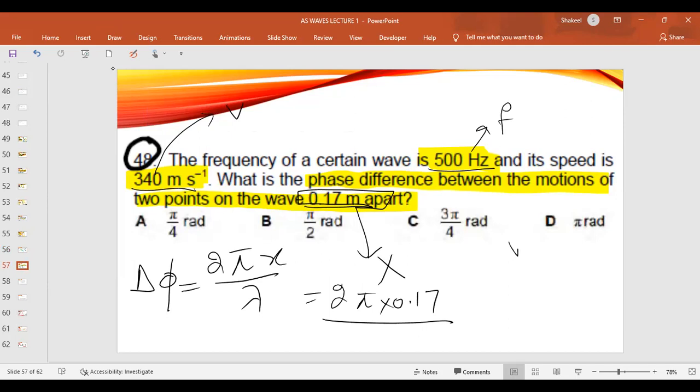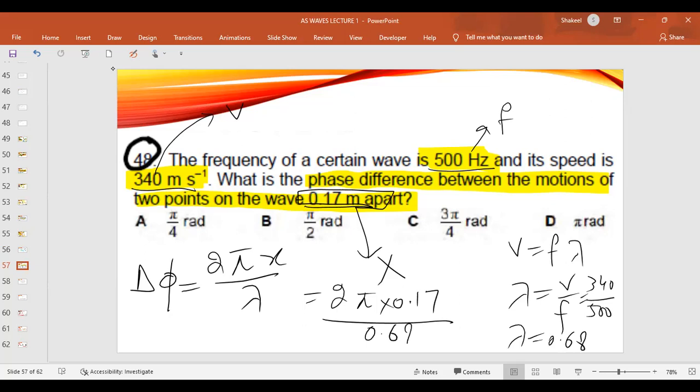In order to find lambda, you will use this equation, V equals F lambda, and lambda is V by F. V is 340 and F is 500. So it is 340 divided by 500, 0.68. So lambda is 0.68. So you will divide it with 0.68. So you can get the answer. 0.34 divided by 0.68. It is 0.5 pi. So the phase difference is 0.5 pi radian.